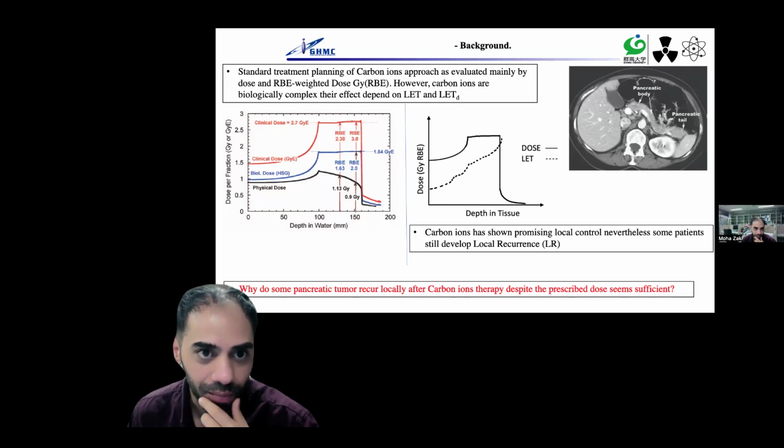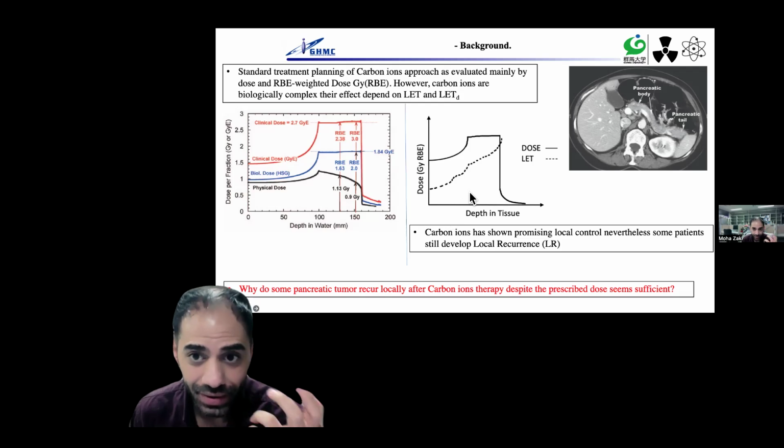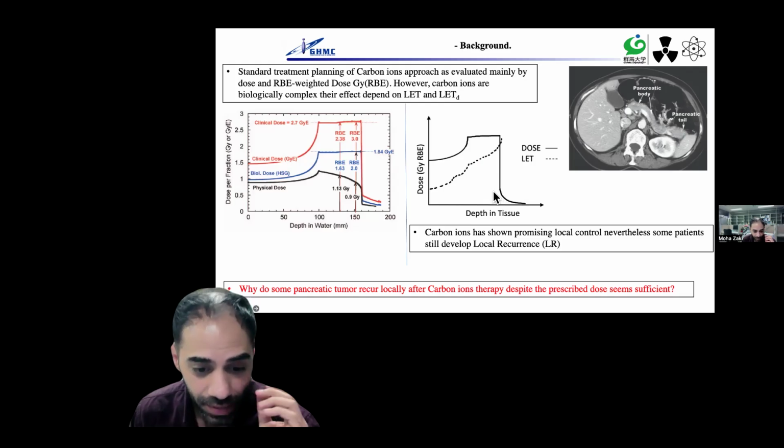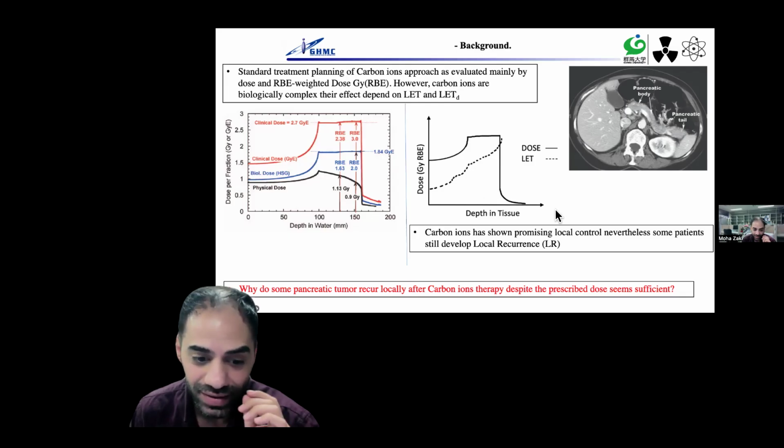However, carbon ions are biologically complex. Their biological effect depends not only on dose, but also on LET, and dose average LET. Even if two regions receive the same RBE weighted dose, the biological effect might not be exactly the same if the dose average LET distribution is different.